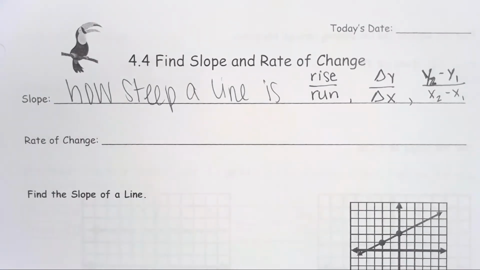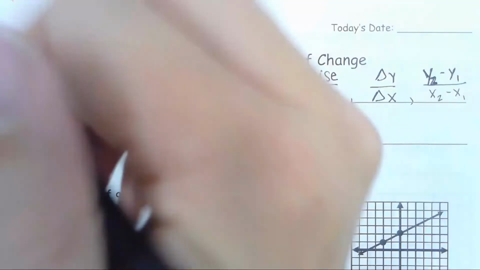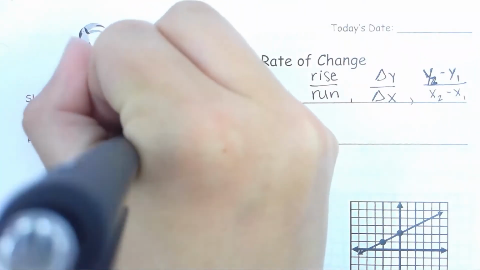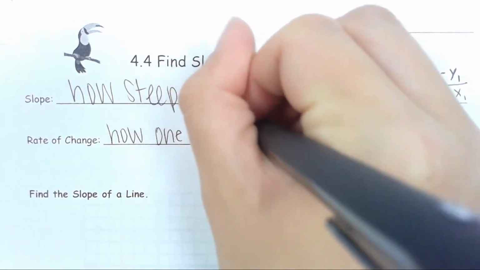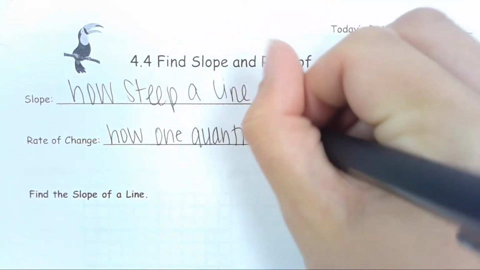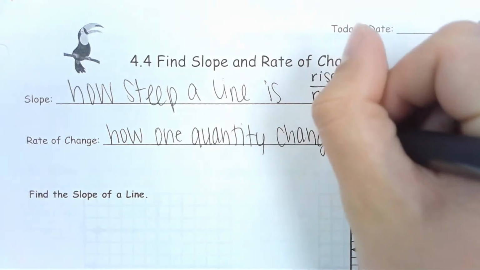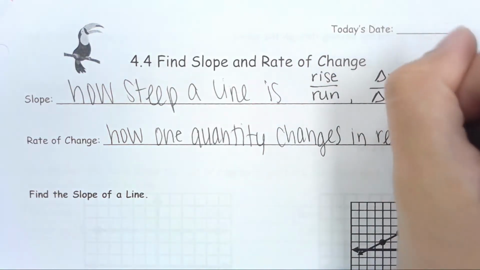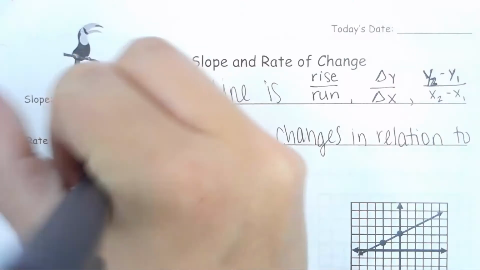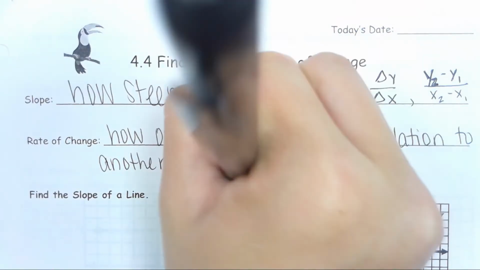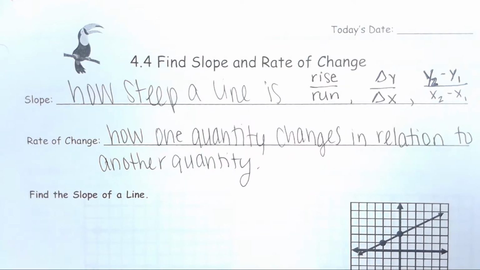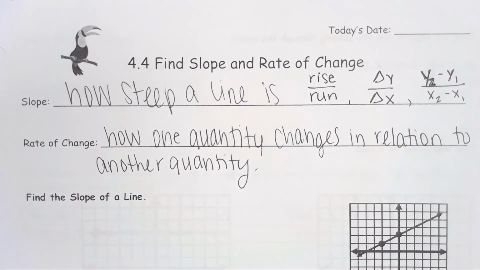Alright, and then rate of change. So the definition of rate of change is how one quantity changes in relation to another quantity. So how one quantity changes in relation to another quantity.